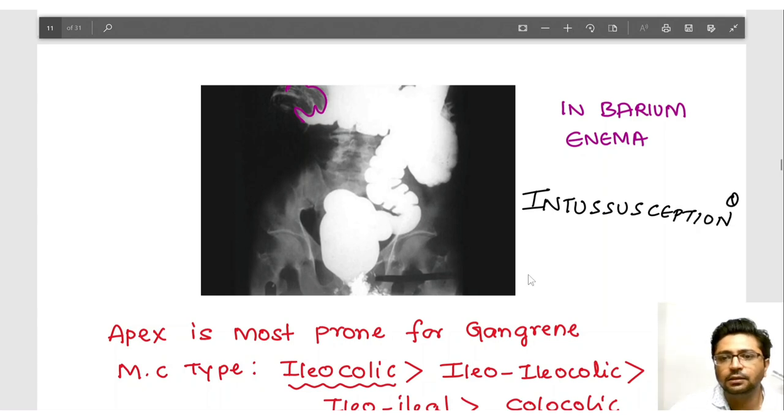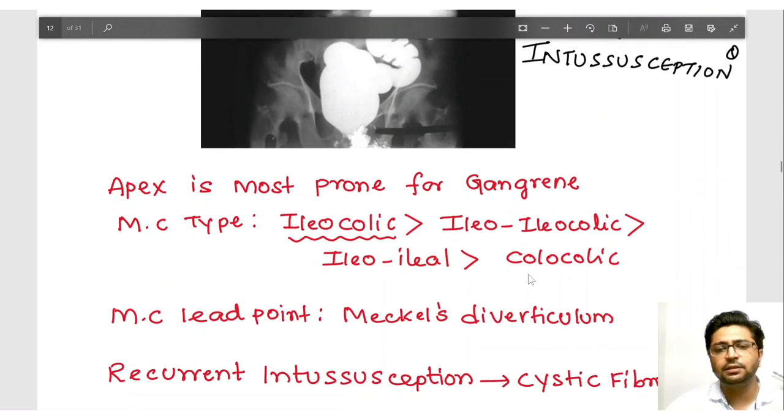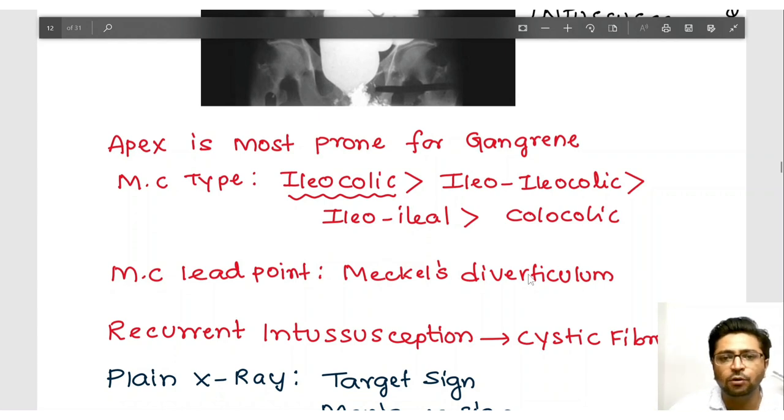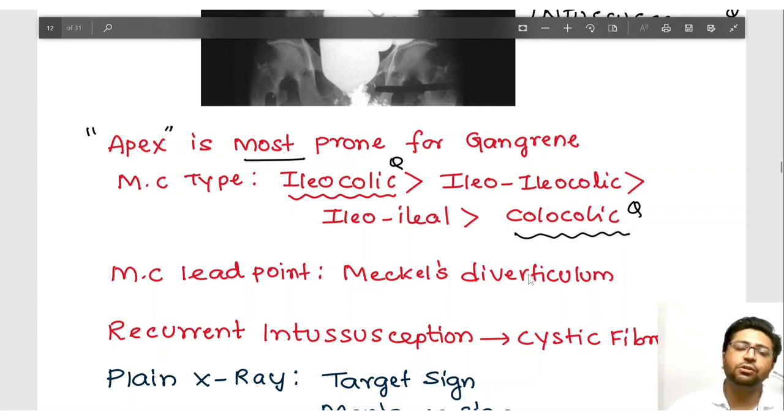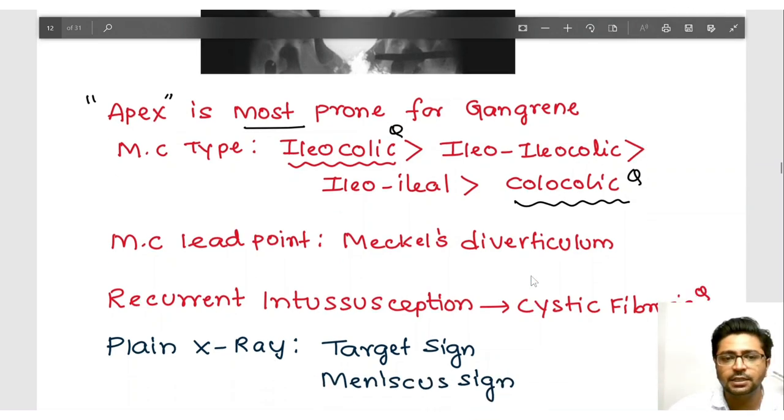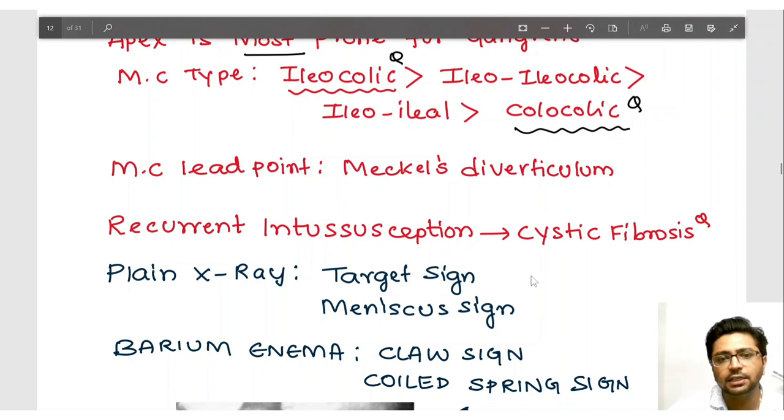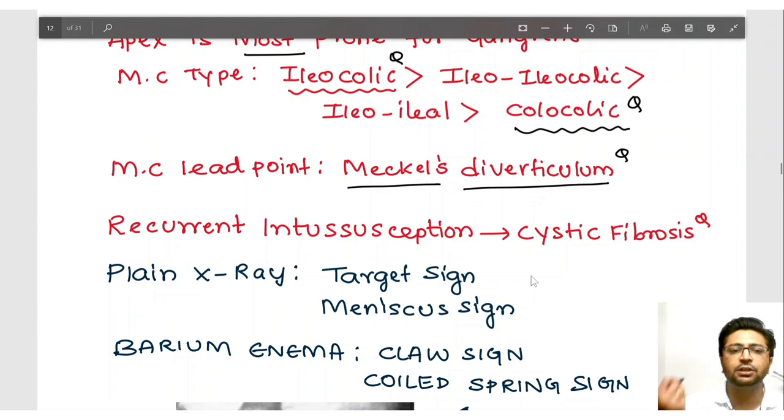This diagnosis is intussusception. So let's discuss a few important points regarding intussusception. Apex is the most prone for gangrene. So the apex of the intussusception is the most prone for gangrene. The most common type is ileocolic, followed by ileoileal and colocolic. So most common is ileocolic, less common is colocolic. Remember this, both are MCQs. Ileocolic is the most common type of intussusception. The most common lead point is Meckel's diverticulum. Meckel's diverticulum itself is an MCQ question.